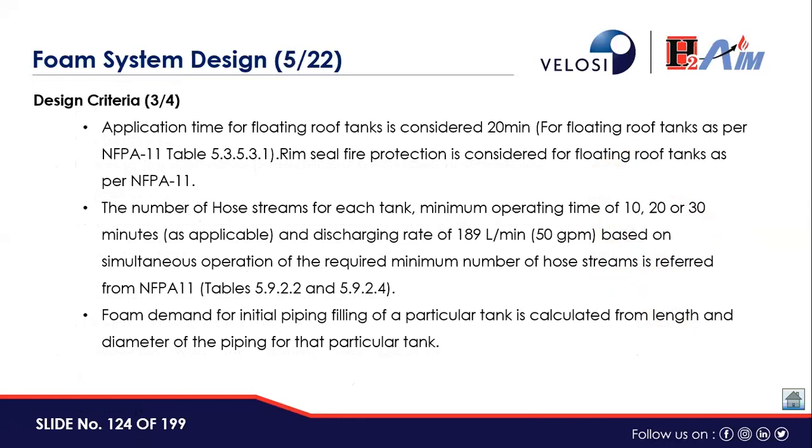In this table, rim seal fire protection is considered for the floating roof tank as per NFPA 11. The number of hose streams for each tank, minimum operating time of 10, 20 or 30 minutes as applicable, and discharge rate of 189 liters per minute based on the simultaneous operation of the required minimum number of hose streams is referred from NFPA 11, tables 5.9.2.2 to 5.9.2.4. The foam demand for the initial piping filling of a particular tank is calculated from the length and diameter of the piping for that particular tank.